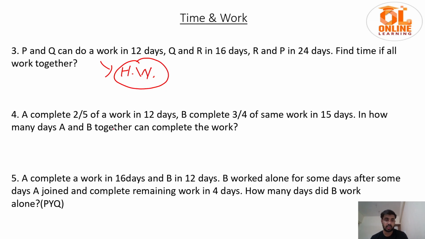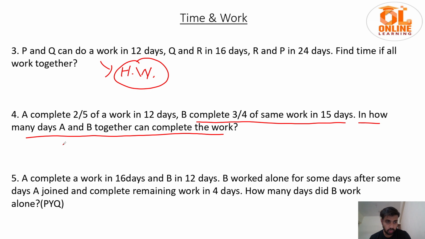Now let us move towards the next question. A completes 2 by 5 of a work in 12 days. B completes 3 by 4 of same work in 15 days. In how many days A and B together can complete the work?